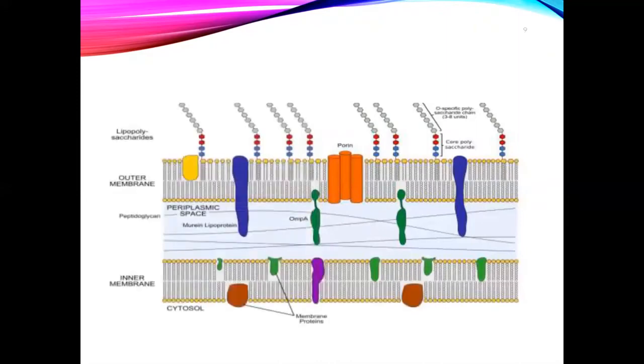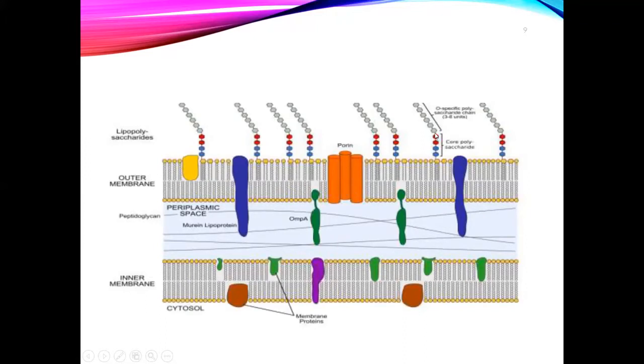So this is the structure of gram-negative bacteria. Here you can see the outer membrane and the inner membrane. In between the two you have the periplasmic space, and in this periplasmic space you have a very thin layer of peptidoglycan. Then you can see the lipopolysaccharides, and these are the porins which act as transmembrane pores which allow for the diffusion of small molecules.